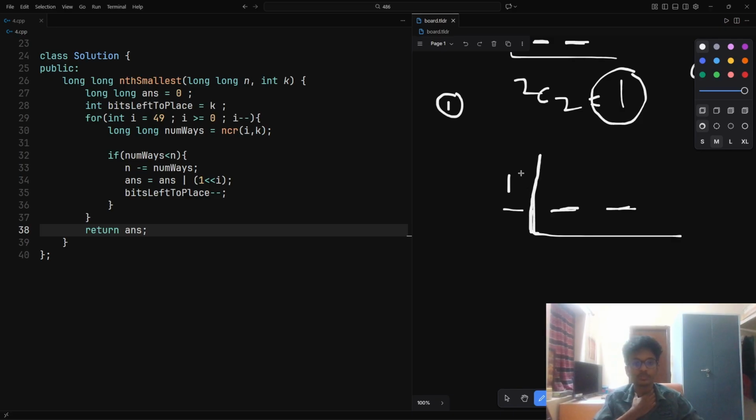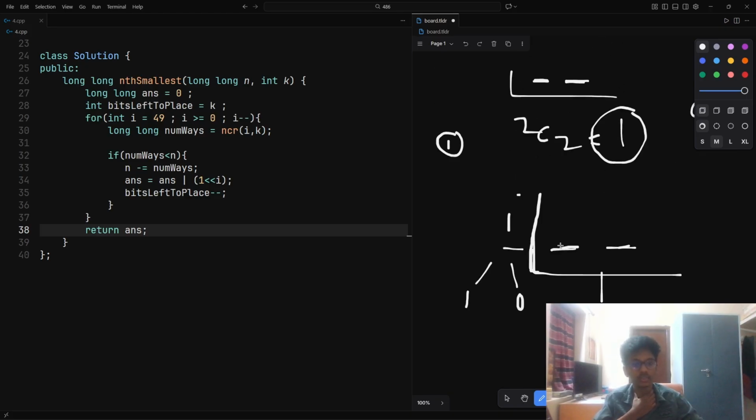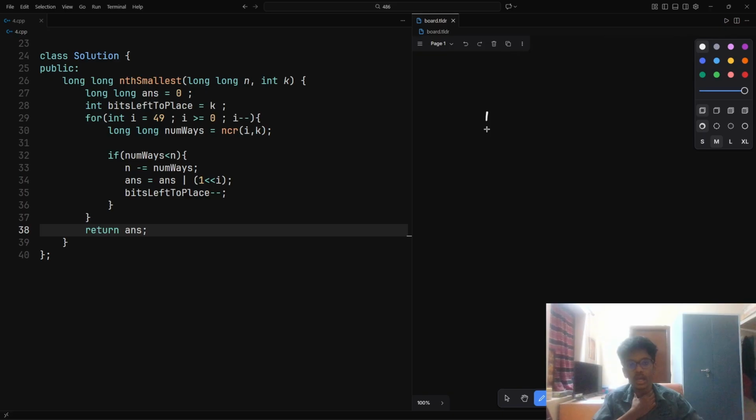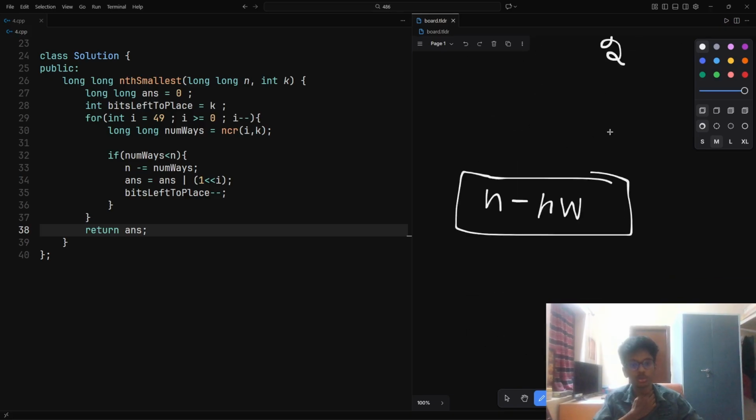Okay, now I can get one way by placing this as 0 and 1. That means the next should be giving me 2 ways, so that in total I have 3 ways. That means it's nothing but n minus number of ways. That means it should be giving me two ways.